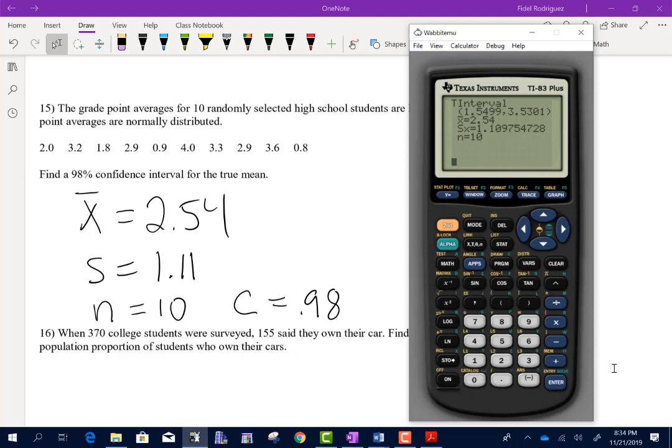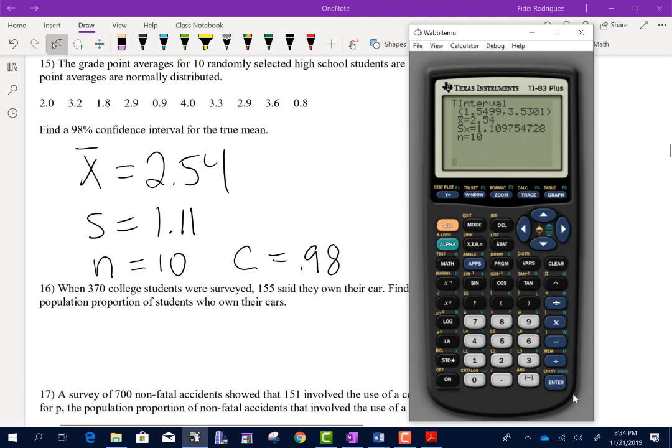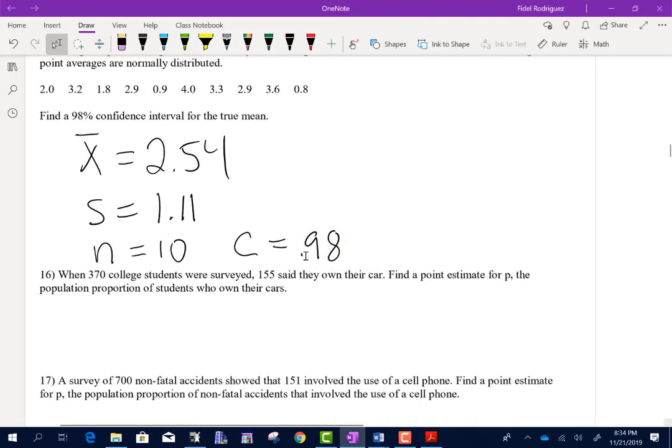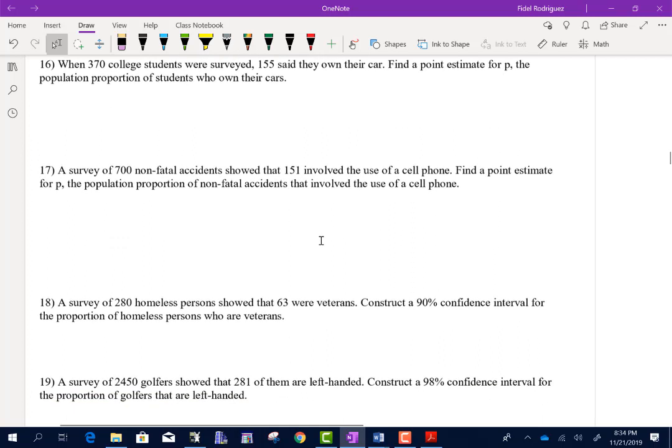Okay. All right, guys, any other problems on that same page there? Let's take a look at number 17. It says a survey of 700 non-fatal accidents showed that 151 of them involved the use of a cell phone. Find a point estimate P hat for the population proportion of non-fatal accidents that involve the use of a cell phone. Guys, all we're doing here is finding our P hat.